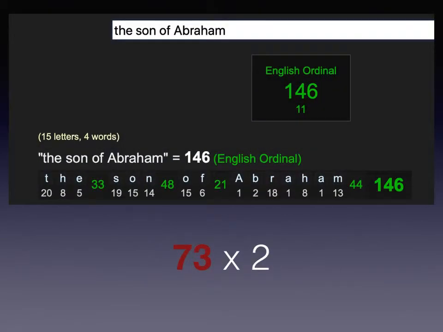Let's finish out Matthew 1:1. English Ordinal Gematria. The son of Abraham, 146, 73 times 2. Okay, so we had the book of the generation of Jesus, 333, 37 times 3 times 3. And then we have Christ, the son of David, the son of Abraham, totals 365.